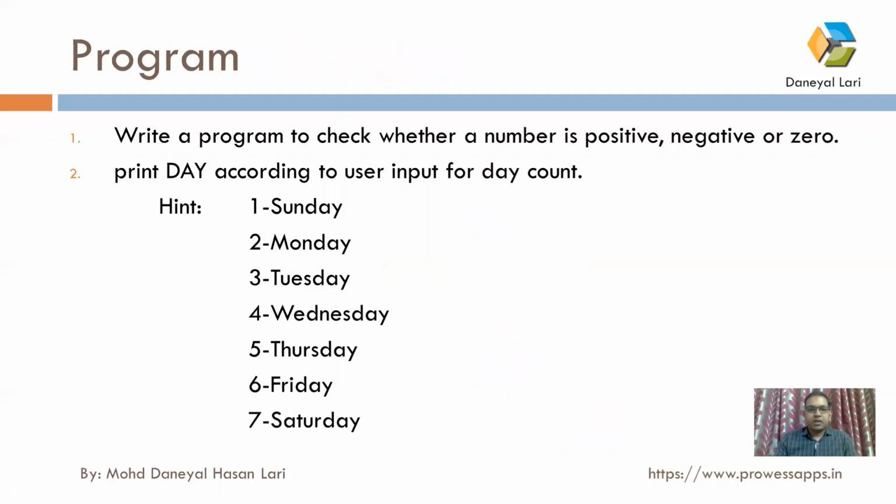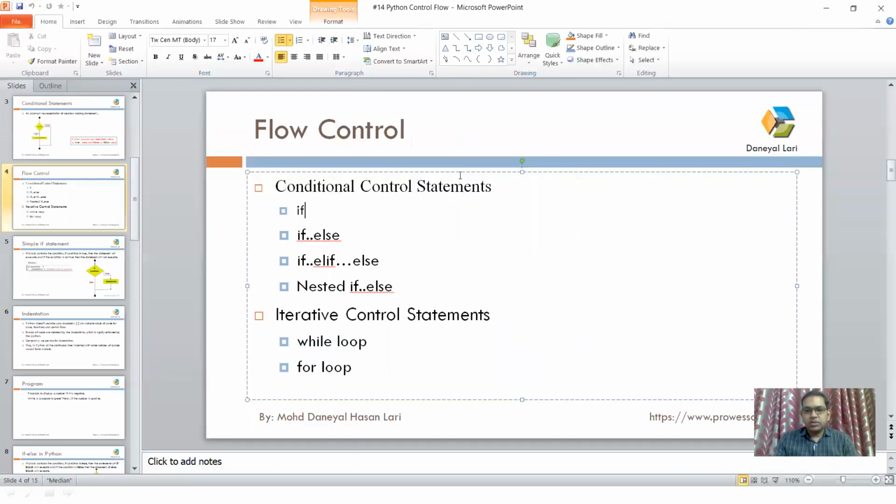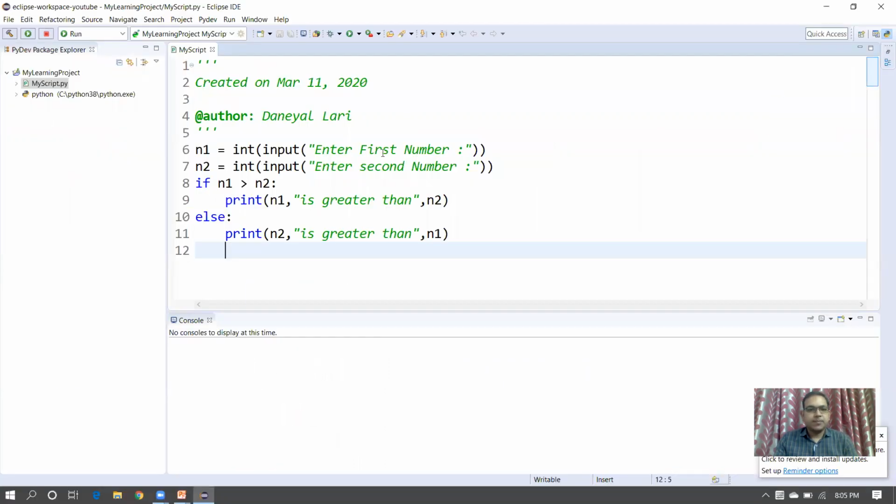So let's practice with a few examples. The first one is: write a program to check whether a number is positive, negative, or zero. So we have to check if the number is positive, then we'll print the corresponding message, and if the number is negative, then we'll print that the number is negative, and if the number is zero, then we'll print that the number is zero as output. So let's open Eclipse.